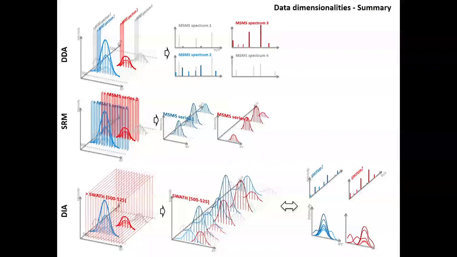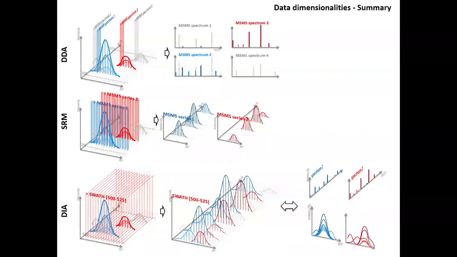So just to re-summarize this, because I think it's important to understand what the data dimensionalities are. In DDA, we have this sampling of the precursor space, which is at least semi-stochastic, and is not continuous either in the retention time or the mass dimensions, but rather we get these snapshots of peptides all over the map. That's very useful for doing identification. In SRM, we make the compromise that we're not going to cover the whole mass to charge space, but instead we're going to sample continuously in the retention time dimension, and we're only going to acquire data for the things that we're really interested in.